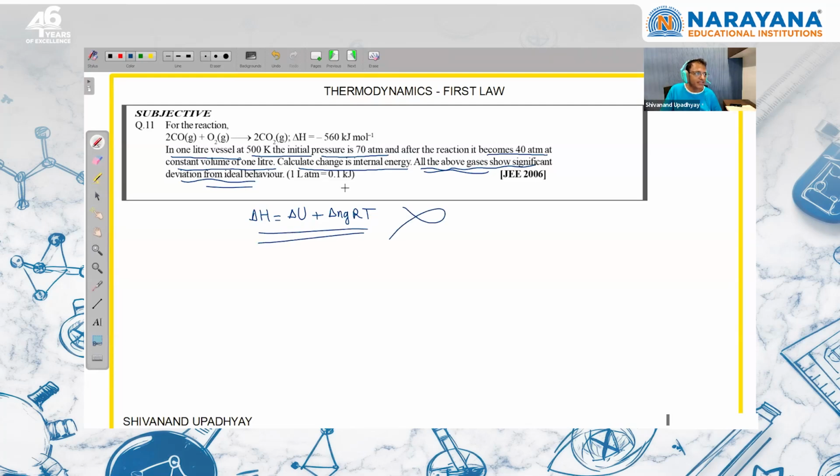When the gases are behaving ideally, you have to write delta H is equal to delta U. Here volume is constant, so final pressure minus initial pressure. So delta H की वैल्यू दे रखी है -560 किलो जूल पर मोल. You have to write this delta U in kilojoule per mole. They have given this 1 liter ATM is 0.1 kilojoule. So volume is 1 liter and pressure change final minus initial. Final is 40, initial is 70, so minus 30 liter ATM.